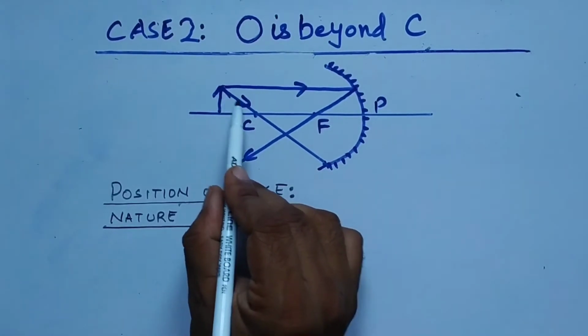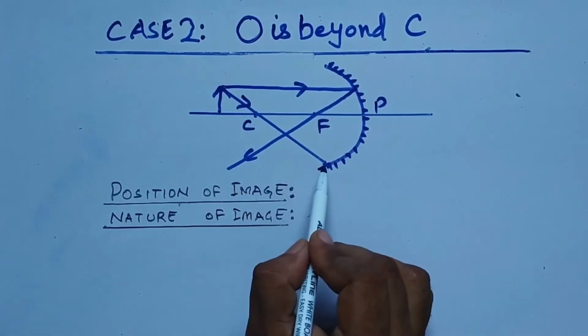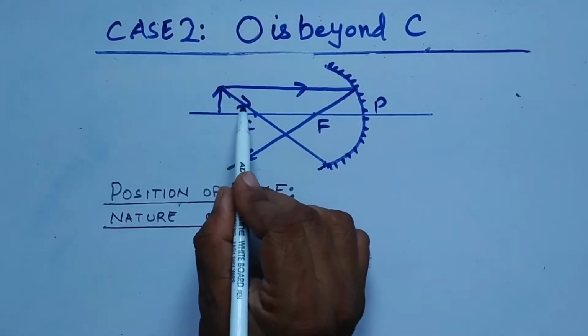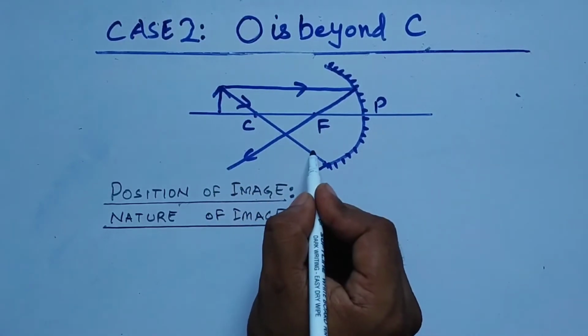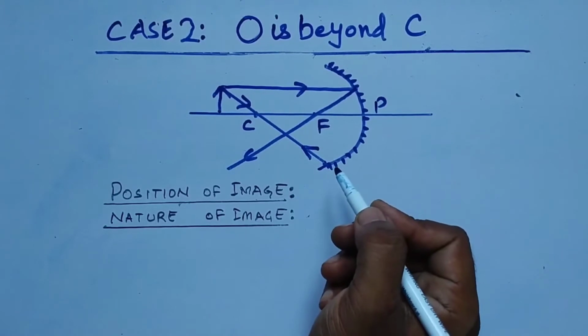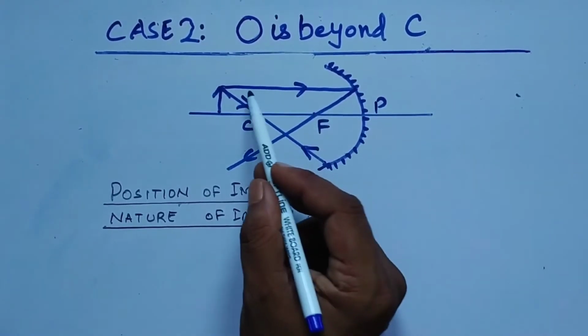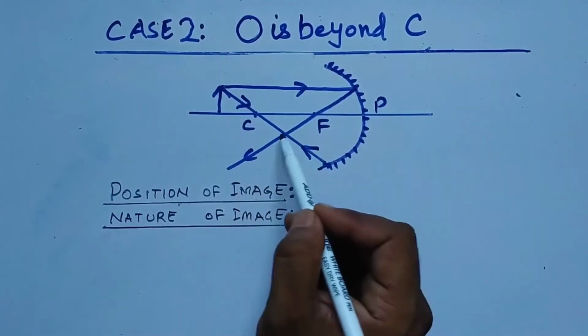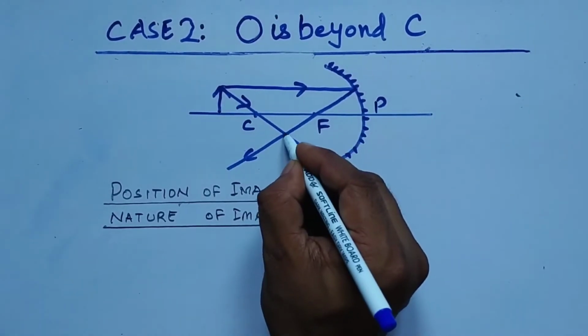And what about a ray that is passing through the center of curvature? We know that if a ray is passing through the center of curvature, it will revert back in the same direction. This we have already studied. And after reflection, ray number 1 and ray number 2 both are meeting at this point.